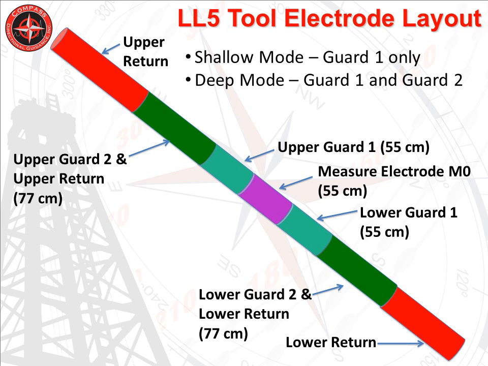The measure electrode M0 in the center of the array is about 22 inches long. Immediately on each side of M0 are the upper and lower short guards labeled upper guard 1 and lower guard 1. The guard electrodes are also about 22 inches long. The next pair of electrodes are the outer guard electrodes labeled upper guard 2 and lower guard 2. These are about 30 inches long. Beyond the upper and lower guard 2 electrodes are the upper and lower collar returns.